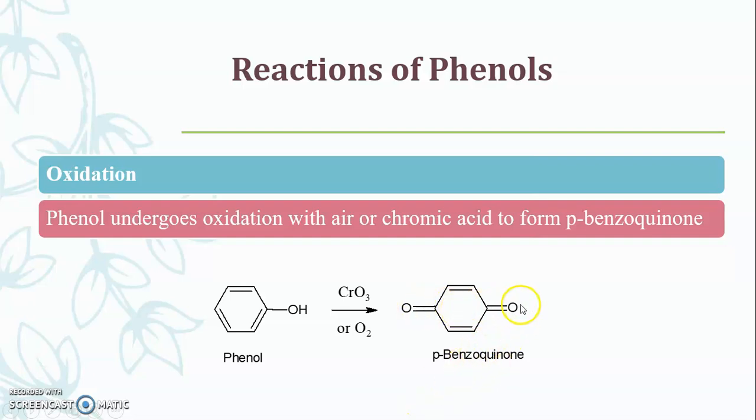And why is this para-benzoquinone? Because these two ketonic functional groups are present para to each other. That's why it is known as para-benzoquinone. If these two ketonic functional groups are present ortho to each other, then it is known as ortho-benzoquinone. Likewise, here there will be formation of para-benzoquinone. So phenol on oxidation with either air or chromic acid will be converted into para-benzoquinone. So this is about the second reaction, that is oxidation.